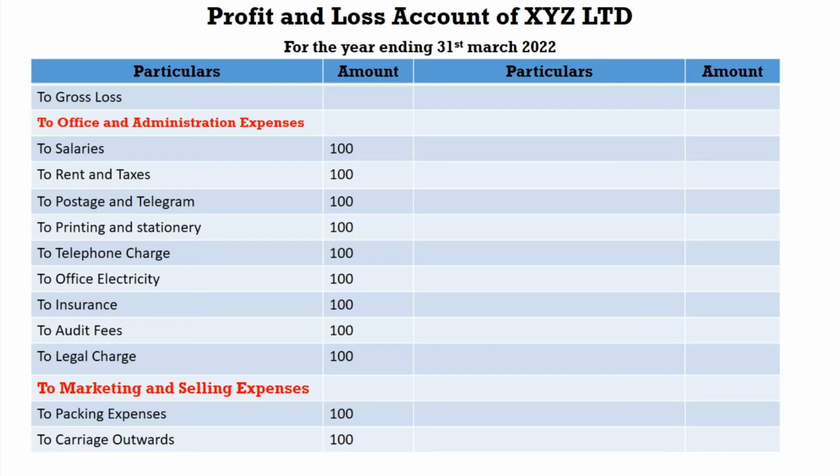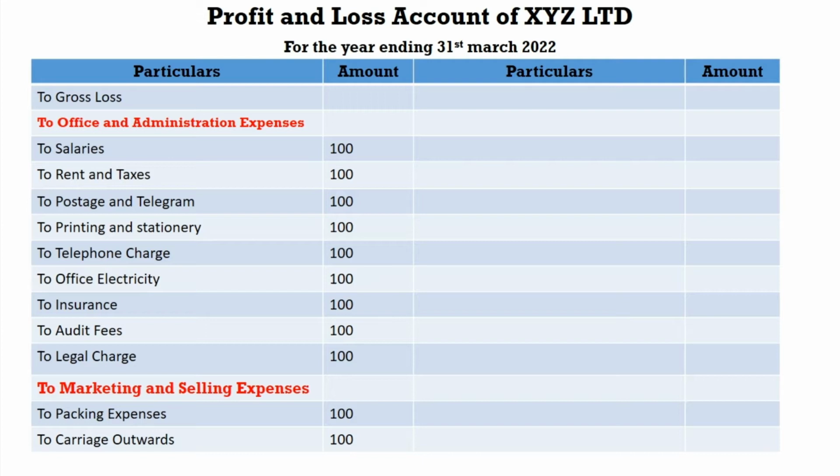So the trading account, we already did. You have to think about which amount is carried forward to the profit and loss account. Once we finish the trading account, there is one amount that comes from the trading account to the profit and loss account. Once we finish the profit and loss account, something connects to the balance sheet. So now we are going to see the connections.